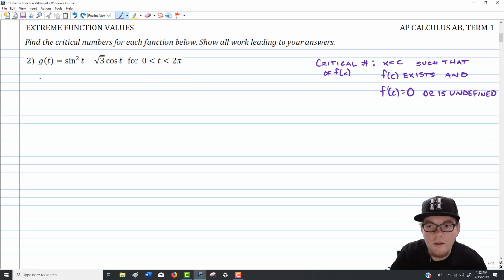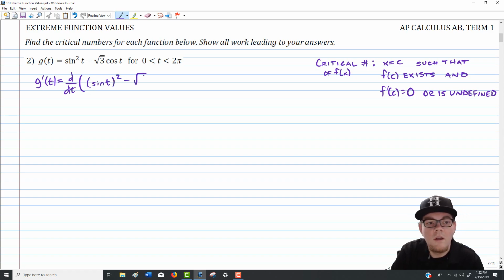So in particular, the important thing to note is that we're talking about places where the derivative is either 0 or undefined. So for our purposes, what we need to calculate is g prime of t. In order to do that, we need to differentiate sine squared of t minus root 3 cosine of t. So you can imagine for a second, being super careful in our first example, we've got to take the derivative of sine of t squared minus root 3 cosine of t.